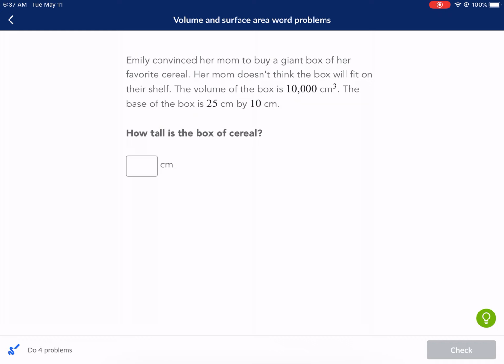Emily convinced her mom to buy a giant box of her favorite cereal. Not a bad plan by Emily. Her mom doesn't think the box will fit on their shelf. The volume of the box is 10,000 centimeters cubed. Notice how with volume you have cubic units. The base of the box is 25 centimeters by 10 centimeters. Okay, how tall is the box of cereal?